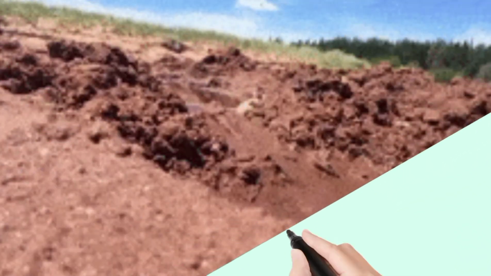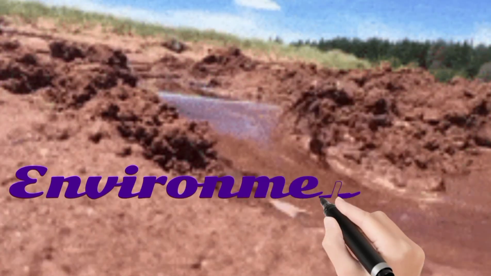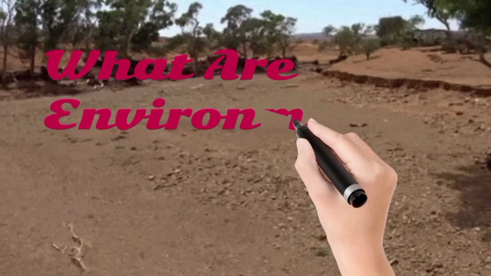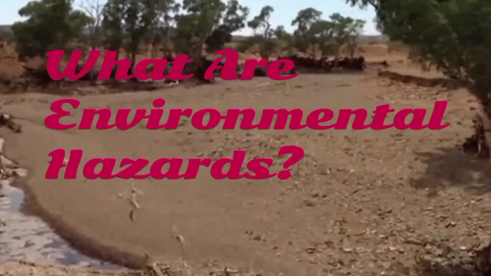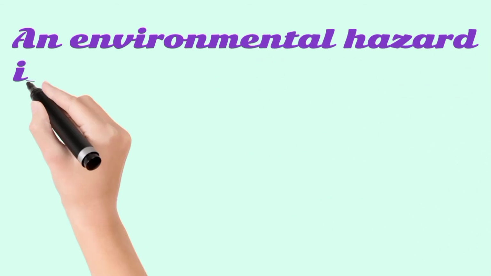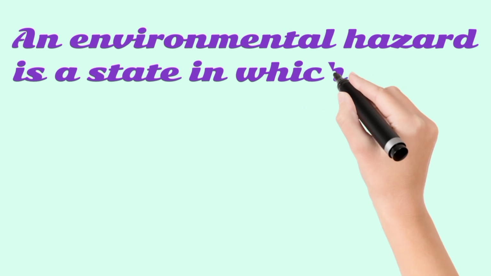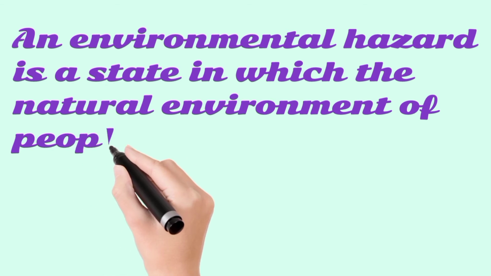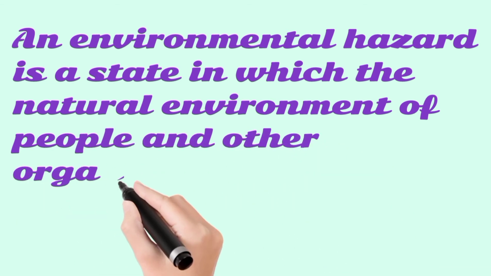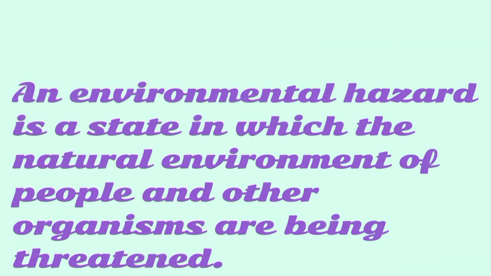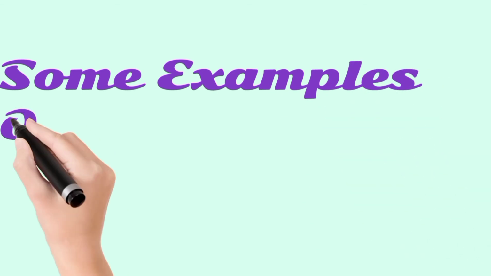In this video, we'll be discussing environmental hazards. So let's quickly look at the meaning of environmental hazards. What are environmental hazards? An environmental hazard is a state in which the natural environment of people and other organisms are under threat. In some situations, we discover that our environments are under threat.